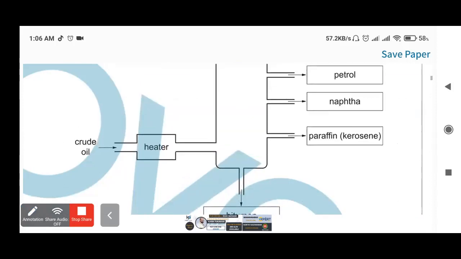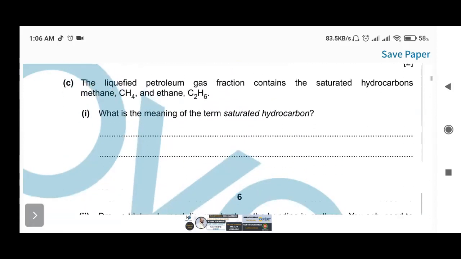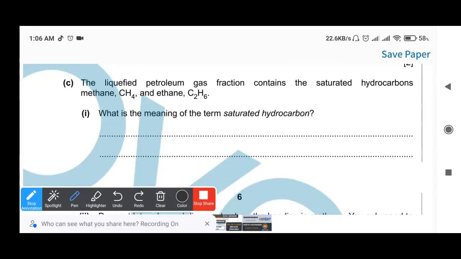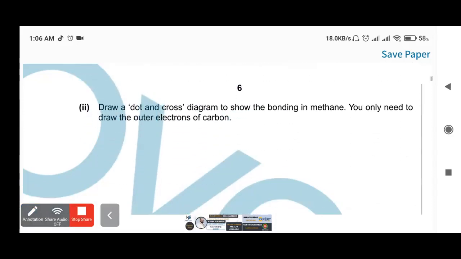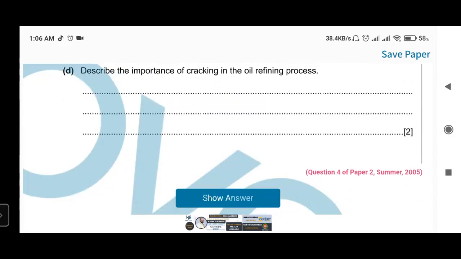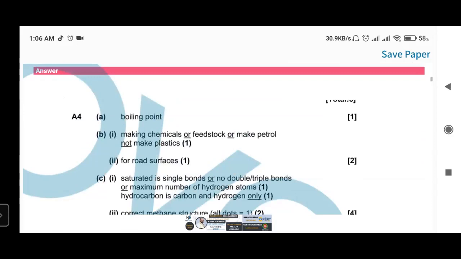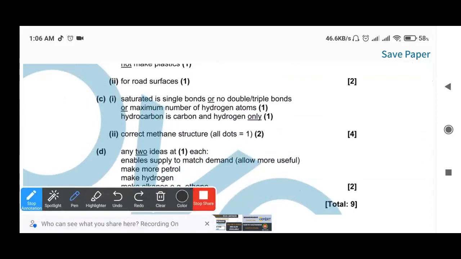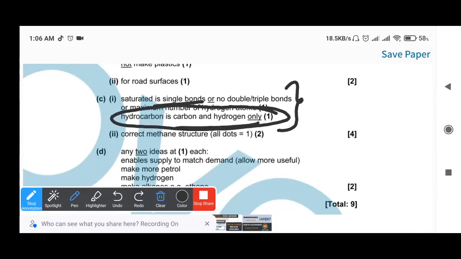So this is a question of fractional distillation again. The meaning of saturated hydrocarbon: all single bonds are present here. A dot and cross diagram of methane you can easily draw. Importance of cracking: we have already mentioned that we have to produce smaller alkanes, which are more in demand. This is the definition of saturated: all single bonds, containing carbon and hydrogen only. You have to write this because they have also told you to define the hydrocarbon.